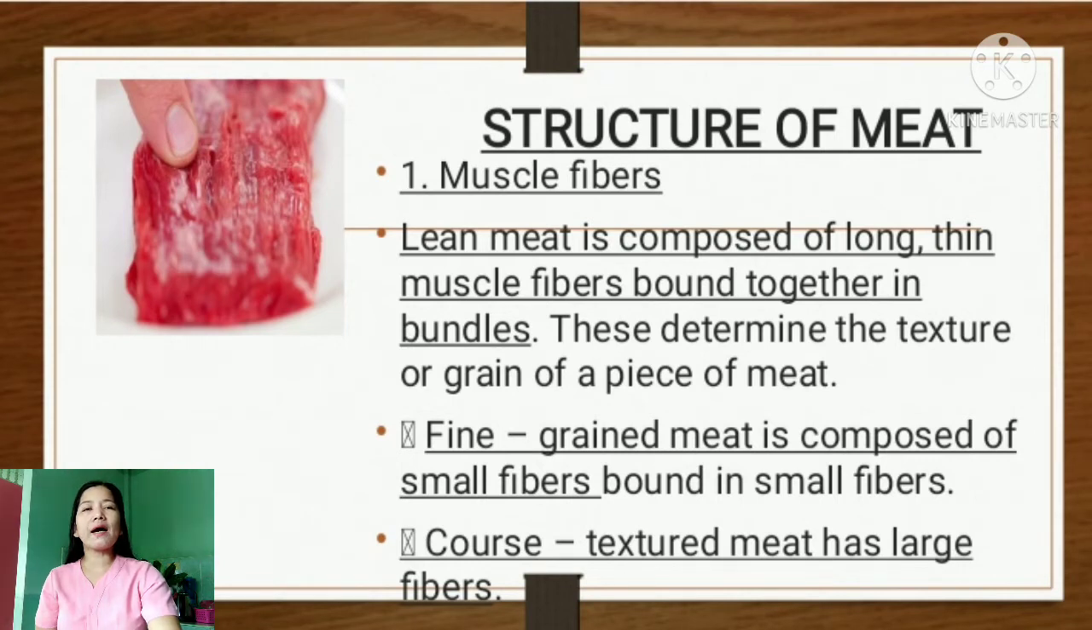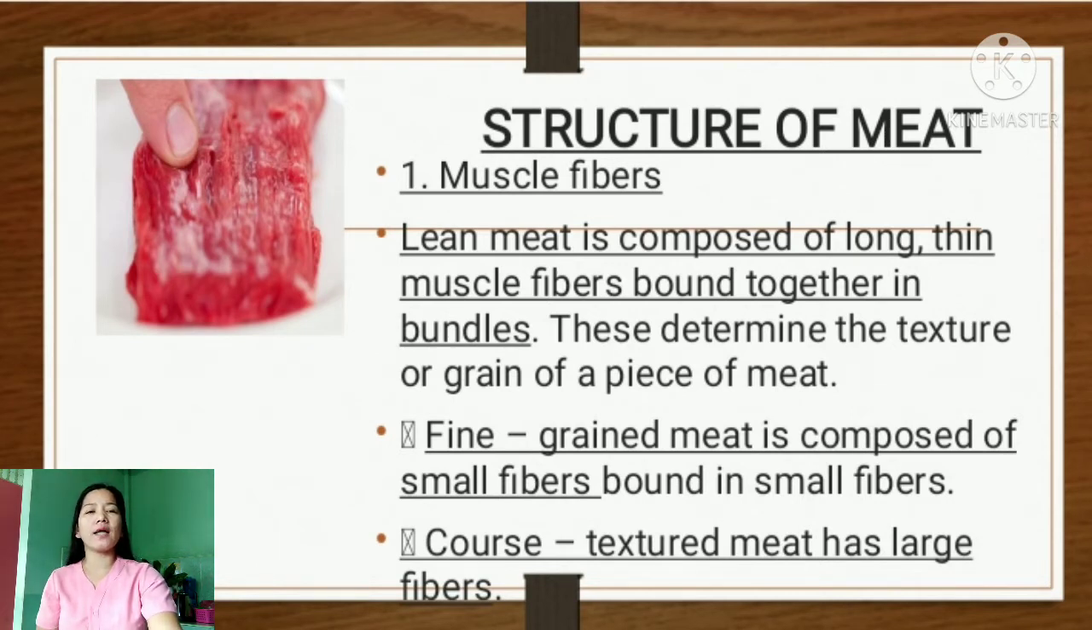Okay. Kapag ang karne ay maedad or ito ay matanda na, mas malaki or mas coarse ang kanyang fiber as compared dun sa young animal. So yung older animal has coarse fiber while the young animals has more fine fibers.